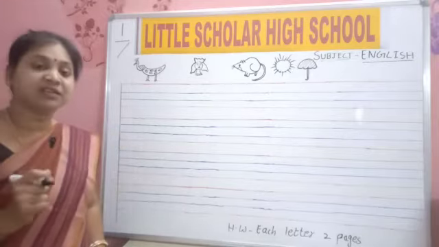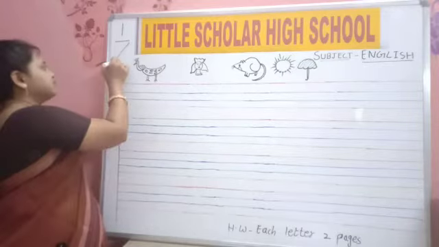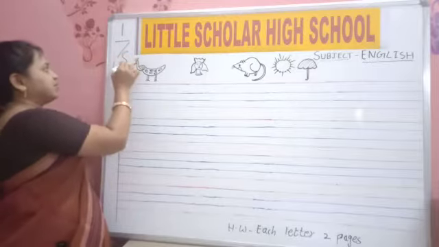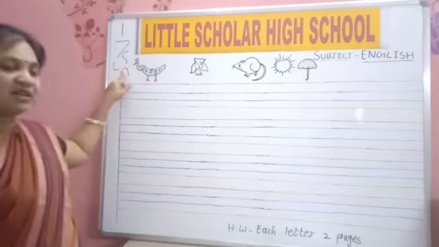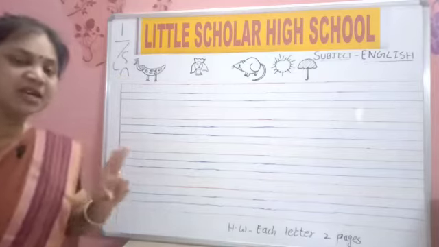Now we will learn the letters which are easily traceable using curved lines. Curved lines means it may be like this, it may be like this. So all these are curves. So now we will learn two more letters using curved line.